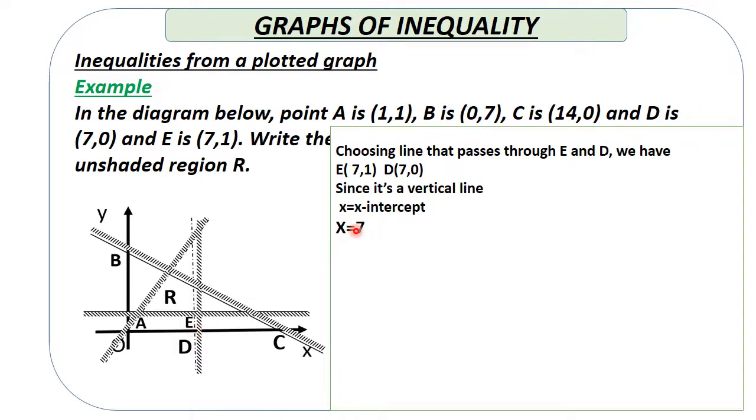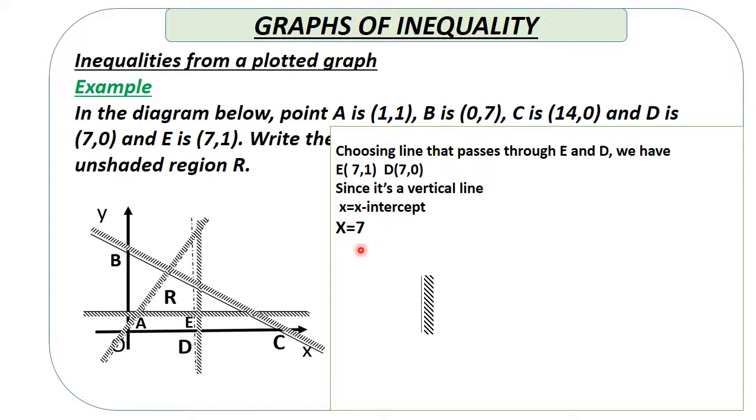The next thing is to choose the appropriate inequality. So first we look at this. It is a dotted line. Because it is a dotted line, we're going to use less than or greater than. Sorry, for dotted lines, we use strictly less than or greater than.